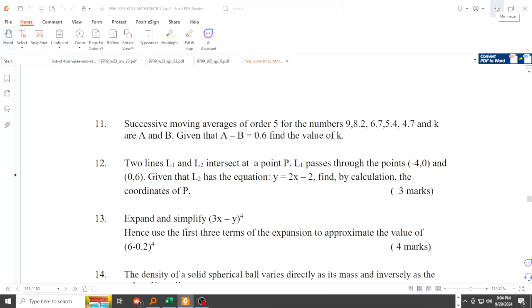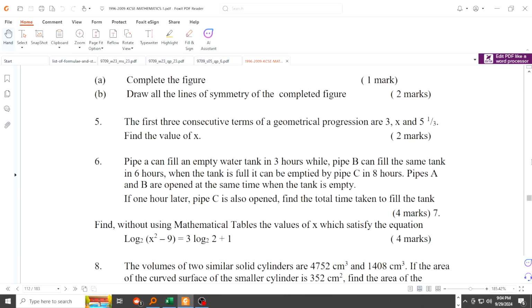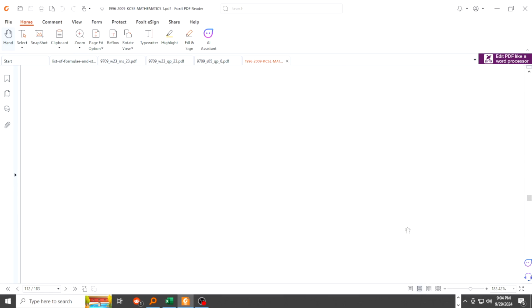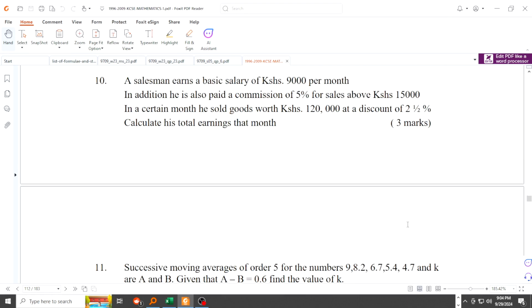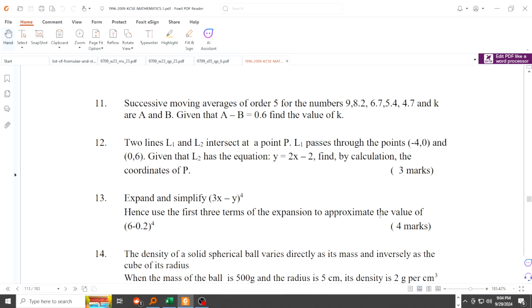Hello. The question of interest is from 2005, question 12. The question reads: two lines, L1 and L2, intersect at a point P. L1 passes through the points (-4, 0) and (0, 6). Given that L2 has the equation y = 2x - 2, find by calculation the coordinates of P. Remarks. Let's get the solution.